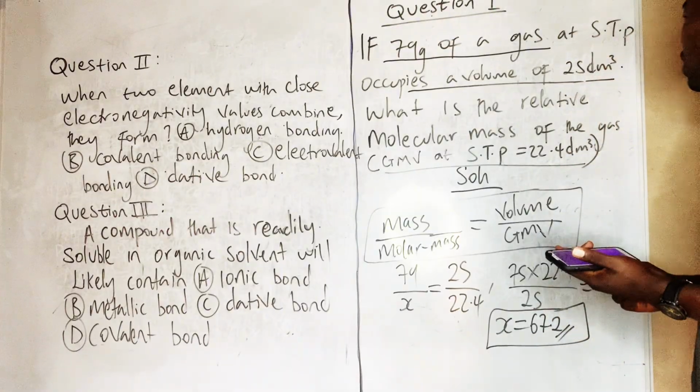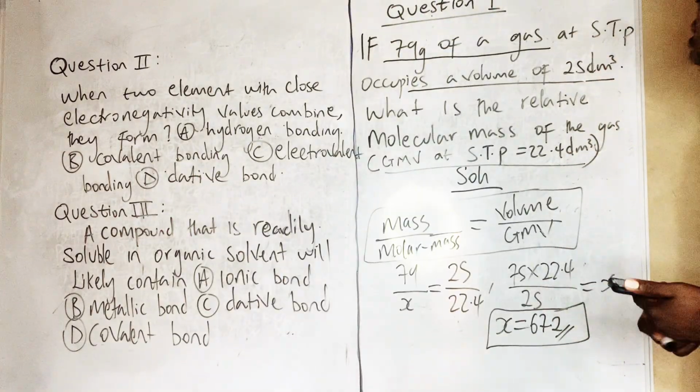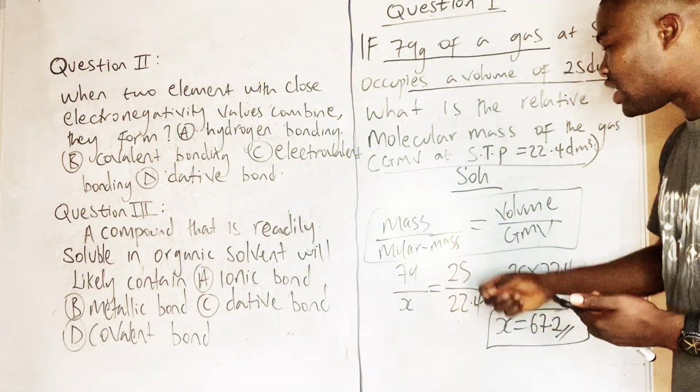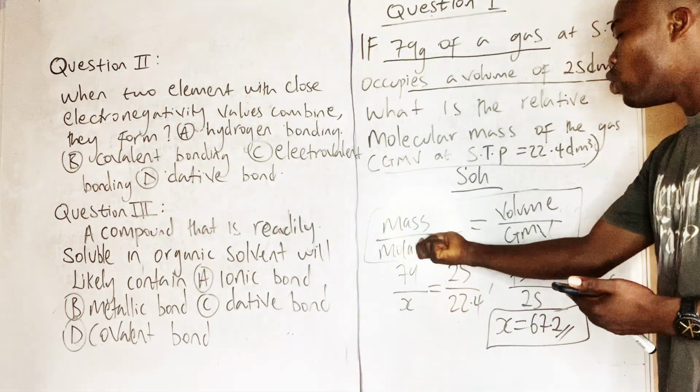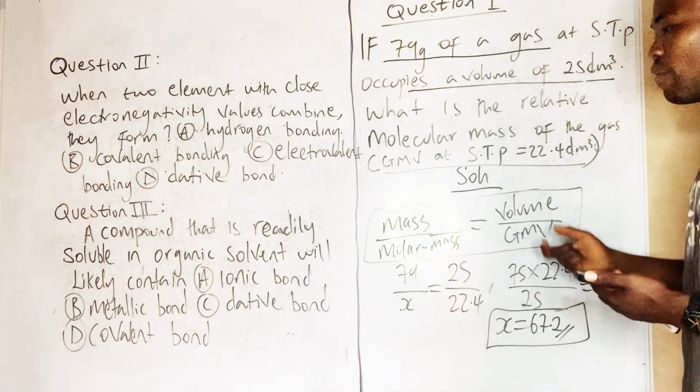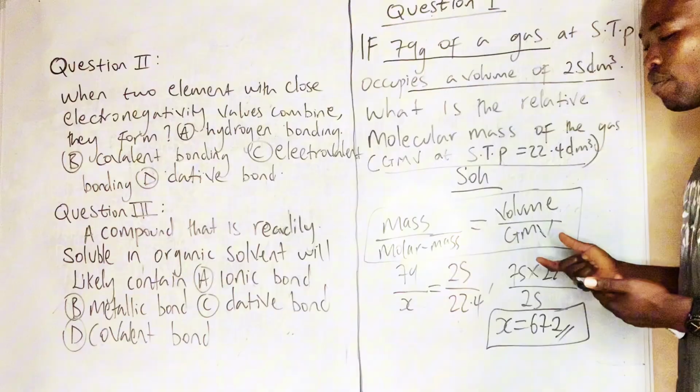Molecular mass of the gas. That's all about the question. It's very simple. Also, this formula can be given as mass over molar mass, which is moles. So I can call it moles equals volume over GMV. So you can be asked moles.